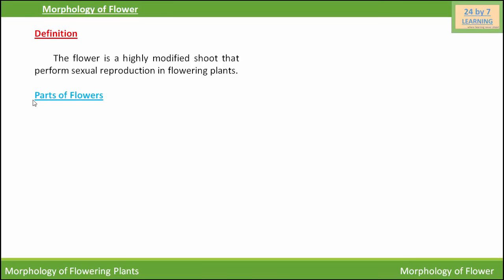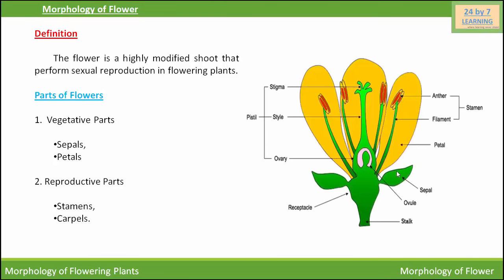Next we are going to discuss parts of the flower. There are two parts in the flower. Number one is the vegetative part and second is the reproductive part. The vegetative part comprises sepals and petals, and the reproductive part comprises stamens and carpels. This is the structure of a typical flower.